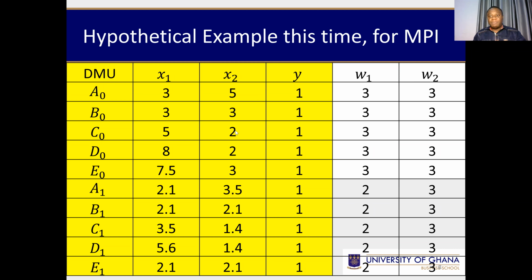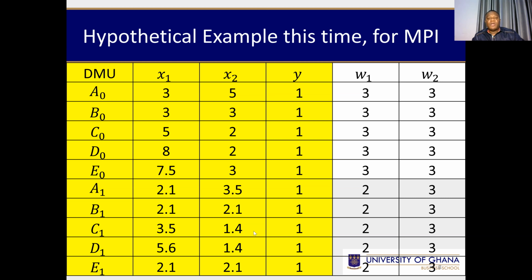What I'm going to do to demonstrate the Malmquist productivity index is look at the data set. You see the data set on your screen, and this is just a recapitulation of what has happened. I've highlighted the yellow section for the input and output. Output has been normalized to 1. In other words, all of them are producing the same output, so we're not going to focus too much on the output, but rather on the input. So this is an input-oriented model.